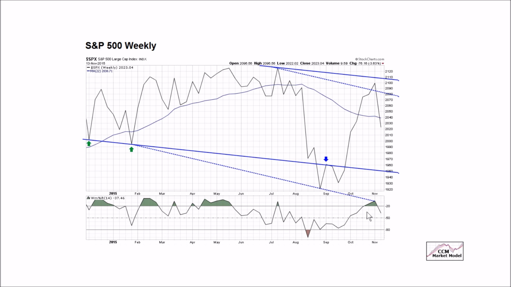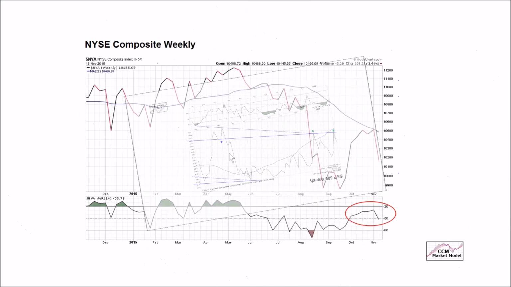Also, we lost the move into overbought territory in Williams percent R. This is also negative here the longer it stays down in this area. We also now have a discernible lower high relative to this high here.